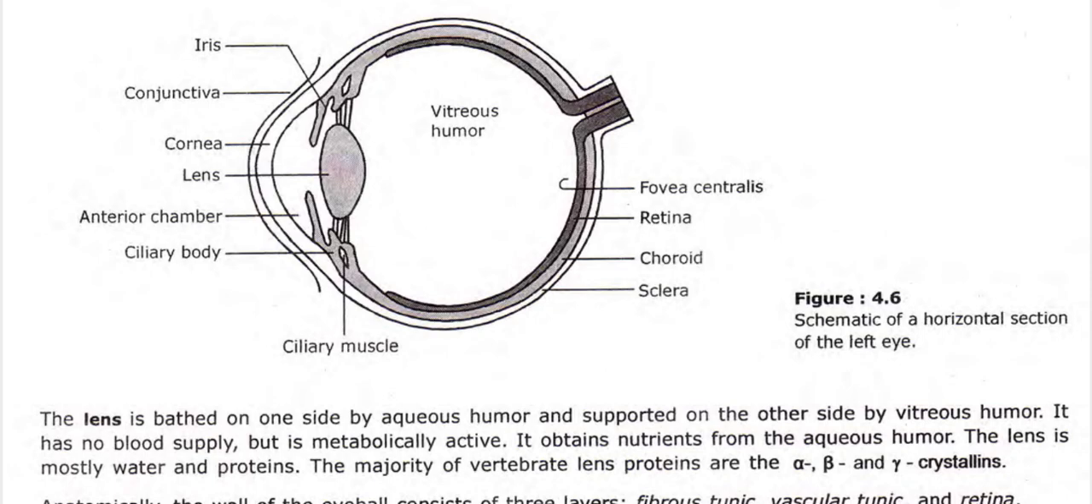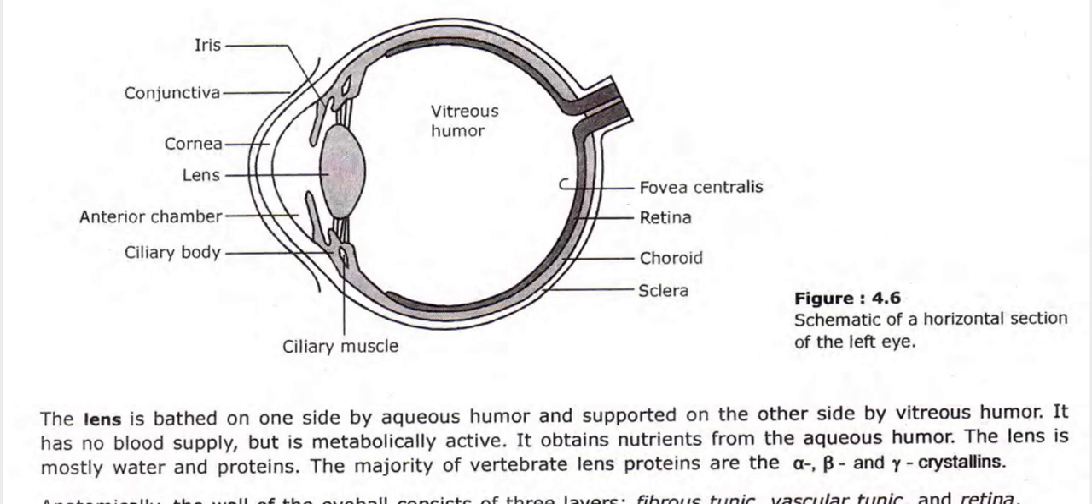Conjunctiva is there. Just remember the disease called conjunctivitis. That name is derived from this conjunctiva region. Cornea, lens, anterior chamber, ciliary body, ciliary muscle, vitreous humor. Then fovea centralis, retina, choroid, sclera. This is a schematic representation of a horizontal section of the left eye.